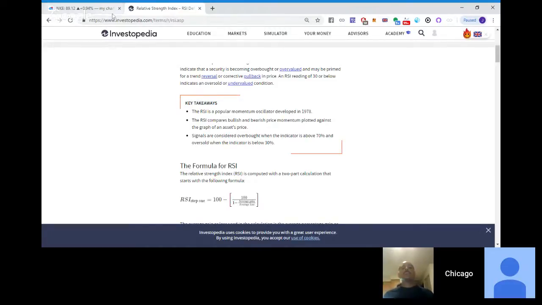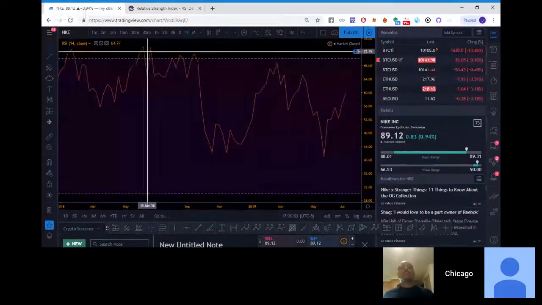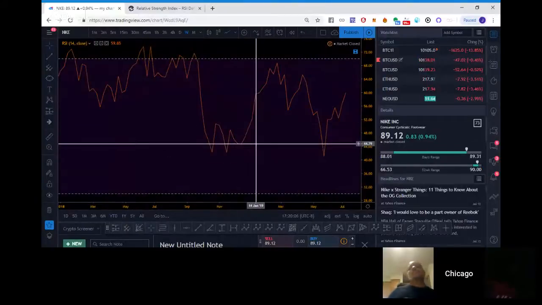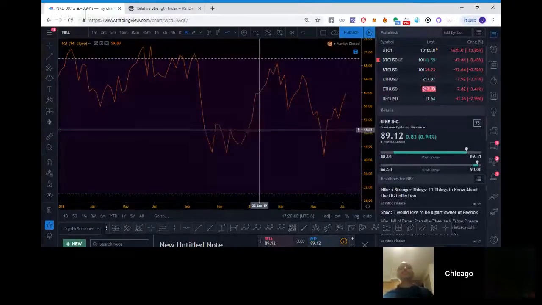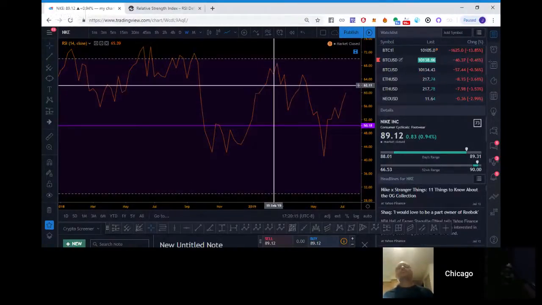So yeah, that's RSI. So how you use RSI: when it's overbought, it's usually time for it to have a sell-off. When it's oversold, it's usually time for it to have a buy-in. Now, I play with the 50% line down here. I play with a couple of them, 50 being one of them though.